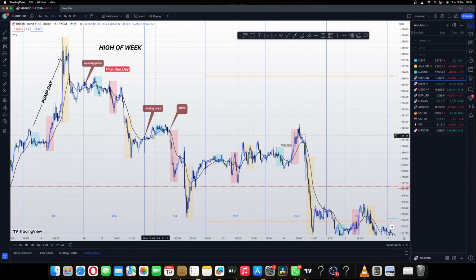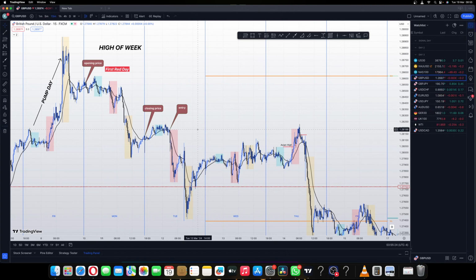Then we look for, since this is GU, this is pound dollar, we'll be looking at our entries starting from the London Open. So what happened here at the beginning of London session? Price tanked down and gave us another entry for the New York session as well. You know what I mean? So again, days of pump, high of the week, closes below the opening price, giving us the first red day, entry at high of session or high of day type thing.